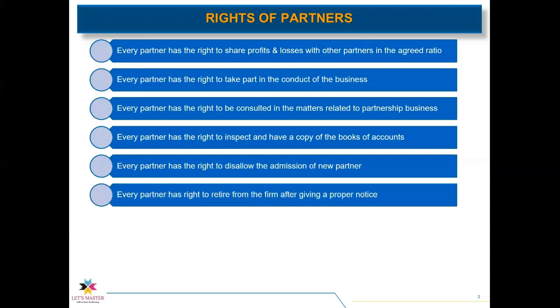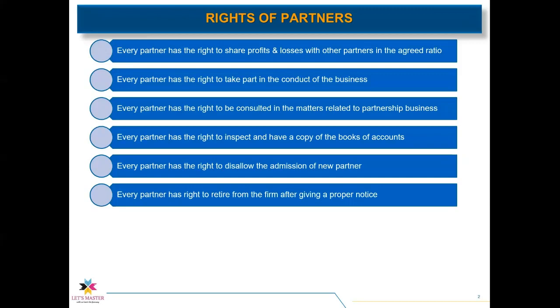Every partner has the right to retire from the firm after giving proper notice. So take a partnership firm which has been in existence for the last 30 years, and one partner decides that, okay, it's enough and he wants to do something else in life, or he wants to enjoy a retired life. So he wants to quit the partnership firm. He can, yes, very well do it. But before doing it, he must give proper notice to all the partners.